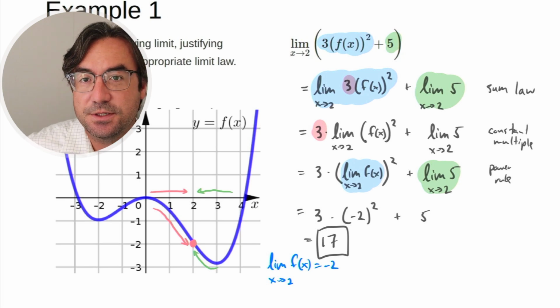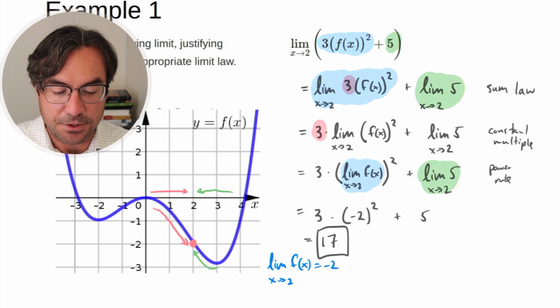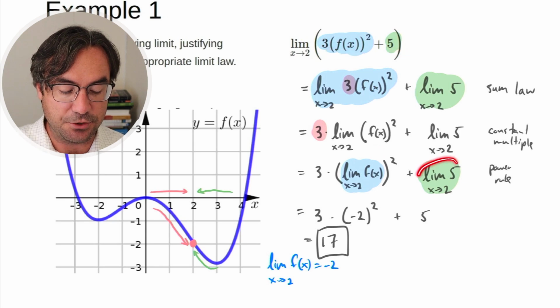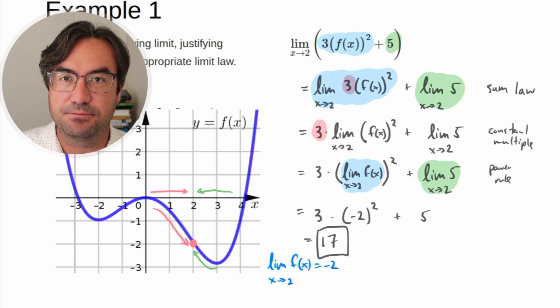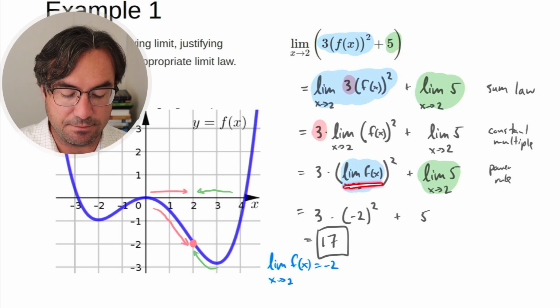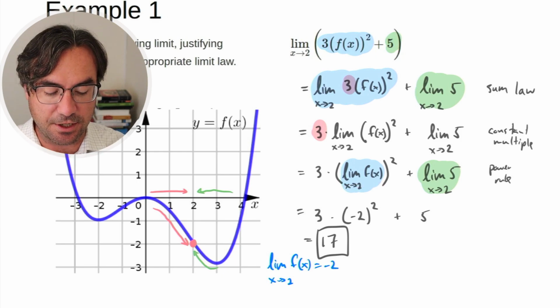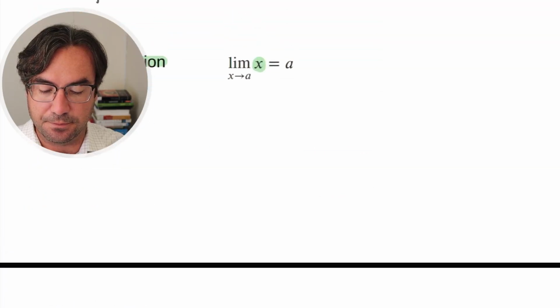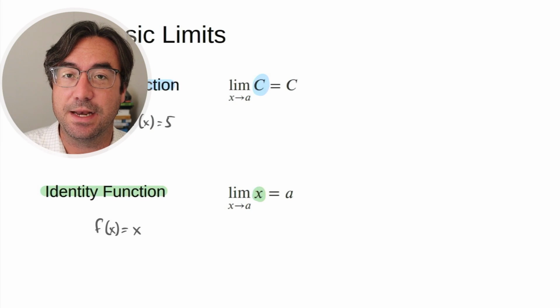Nice. So this is the idea with these limit laws. We use them to break our function apart as far as we can go until we get down to just constants and some other info. So maybe it's some function f of x like this, or more realistically, it's going to be constant functions and the identity function. We're going to get it all the way down to there.